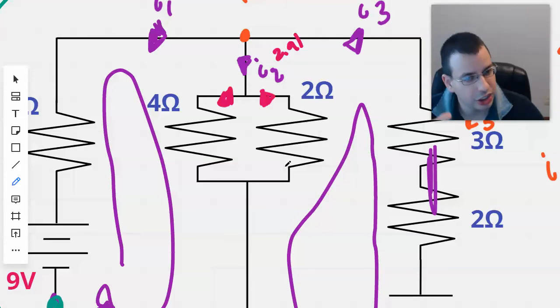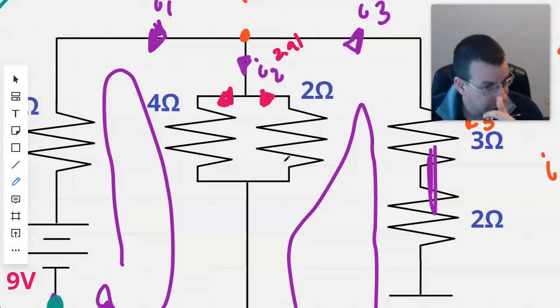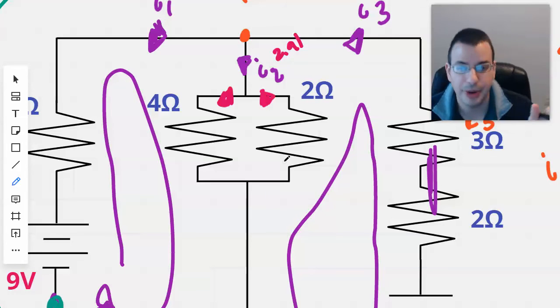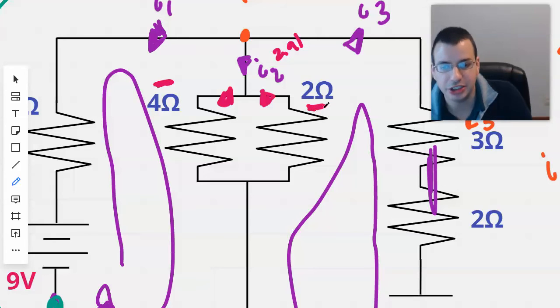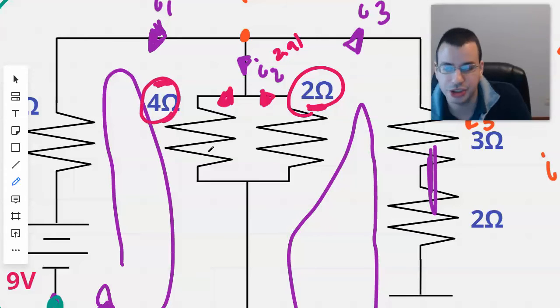So just intuitively looking at this, you could think of this as doors to a coliseum where one door is harder to get into than the other, but they're still in parallel. And so it's twice as difficult for current to go through this one as it is to go through the other, because there's only 2 ohms of resistance to get through this side, while there's 4 ohms of resistance to get through the other side.